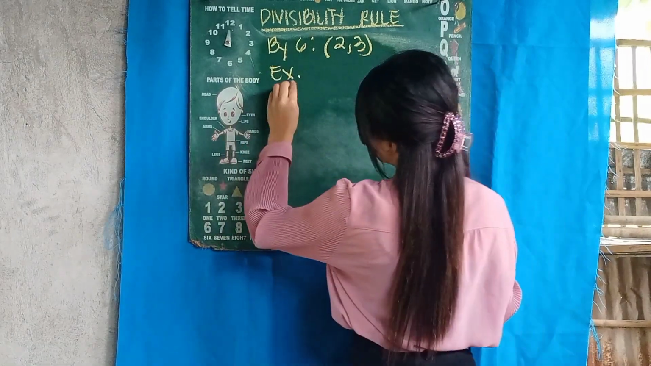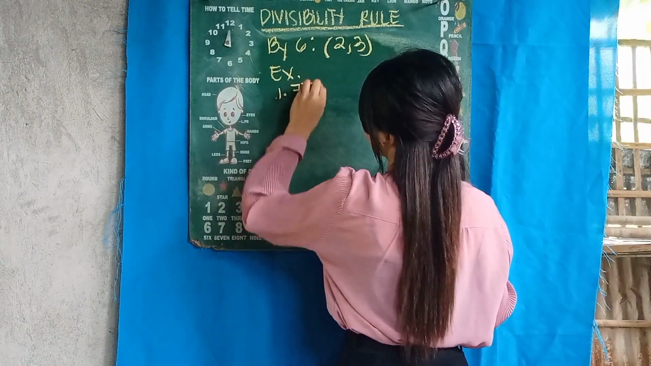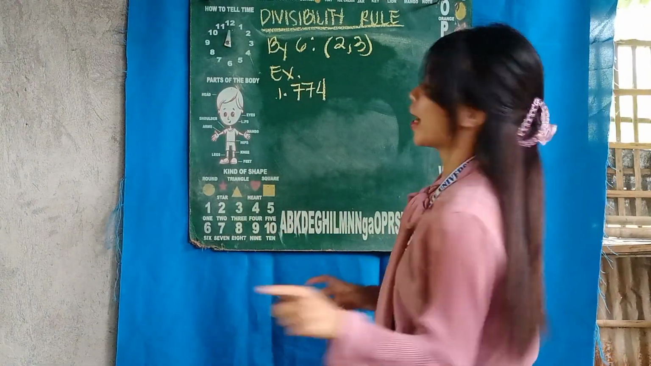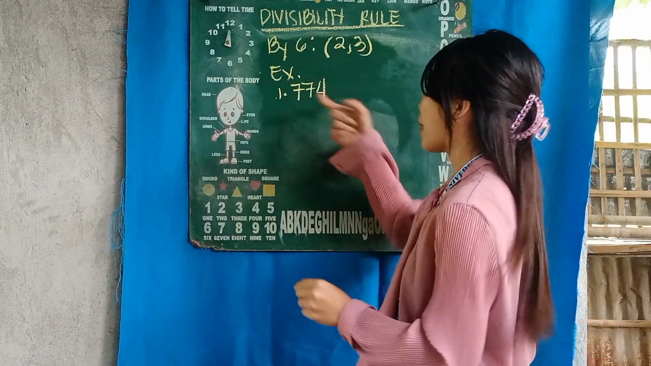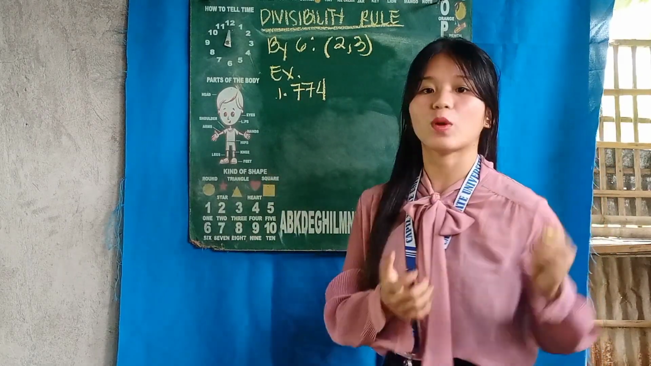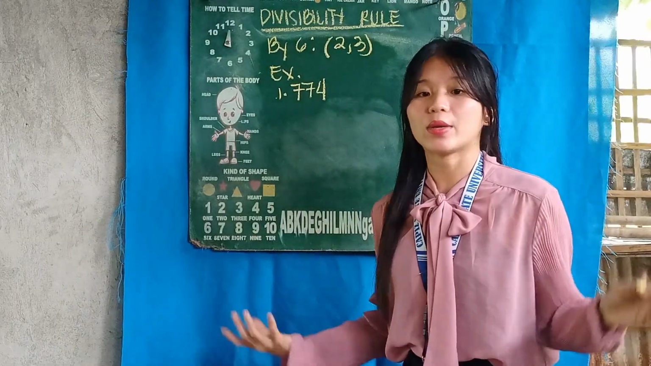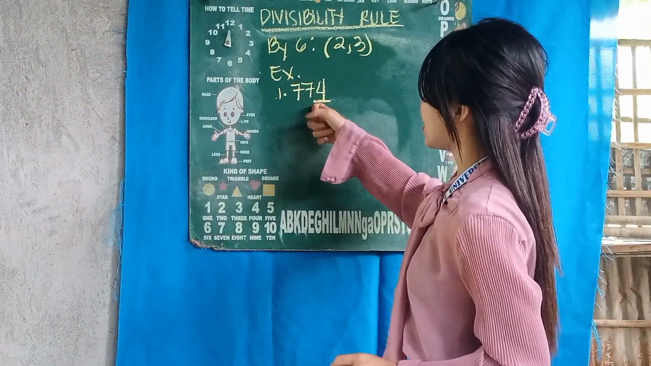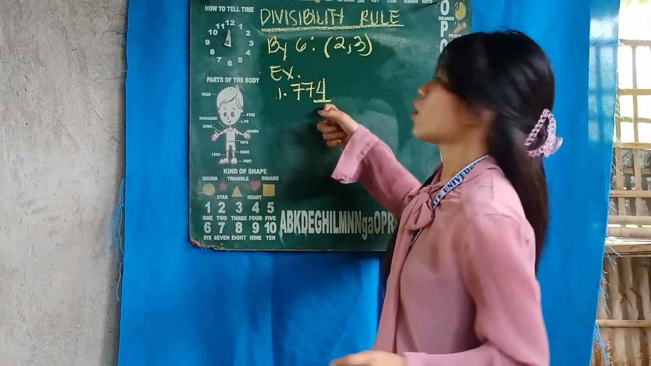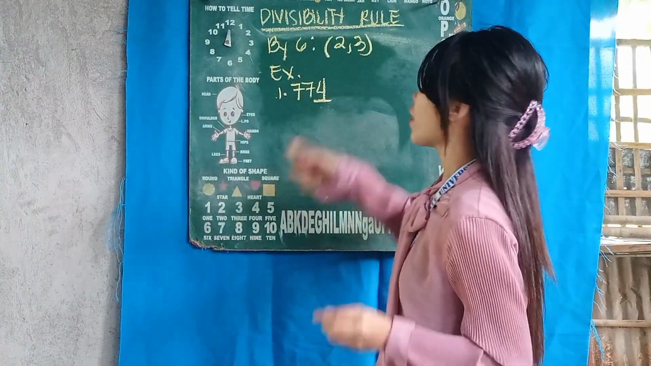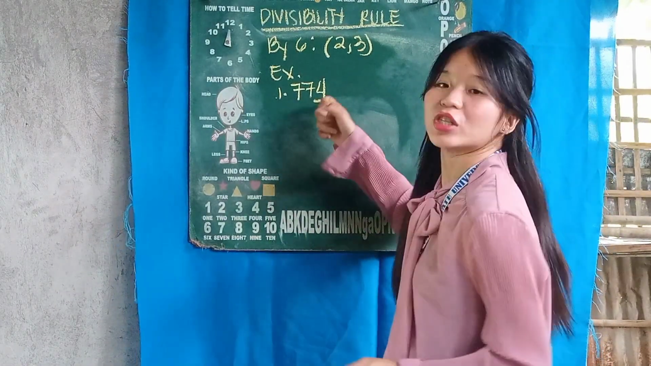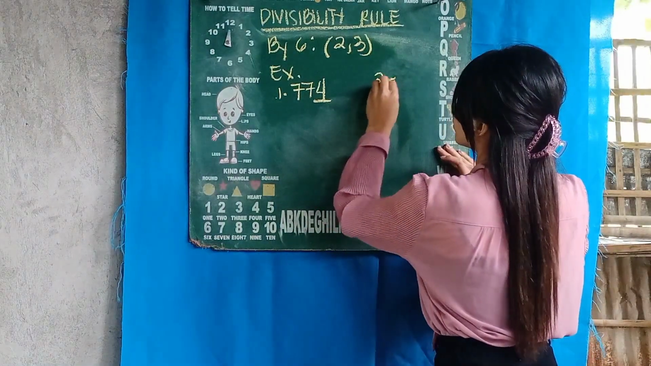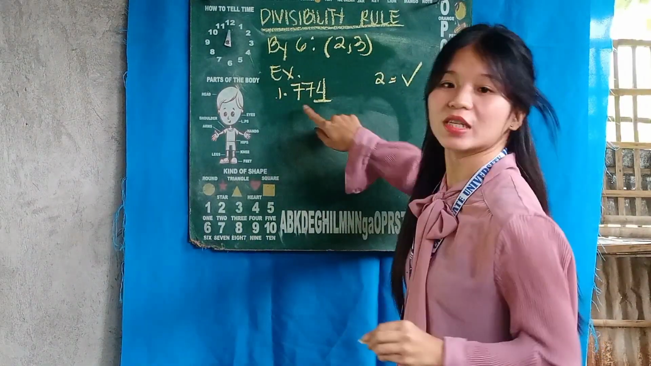Example number 1 is 774. So, to identify if the problem or statement is divisible by 2, tinitingnan natin ang last digit of the number. So, the last digit of the number is 4. 4 is an even number. So, ibig sabihin, divisible siya sa 2. So, 2, check. Divisible siya sa 2.